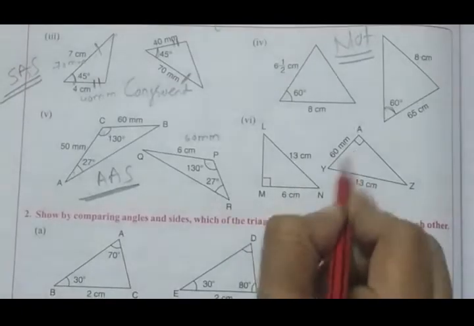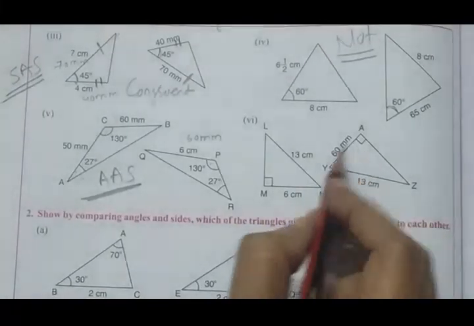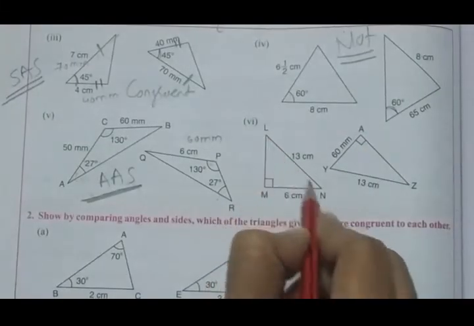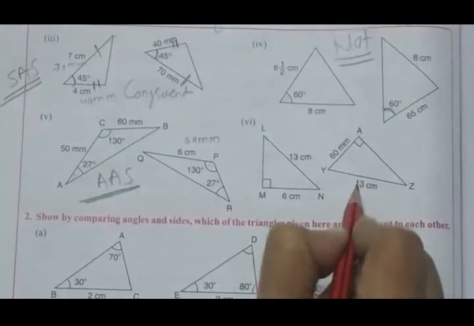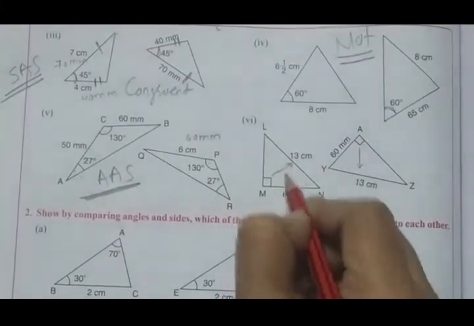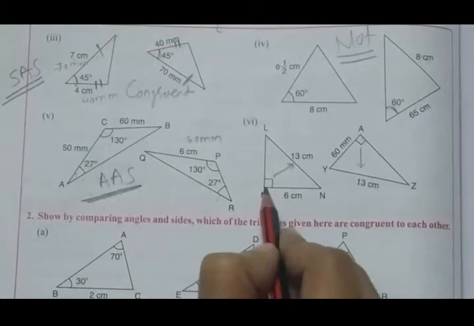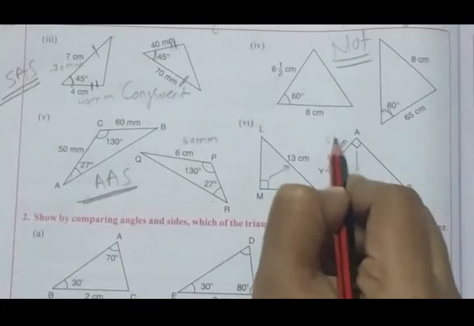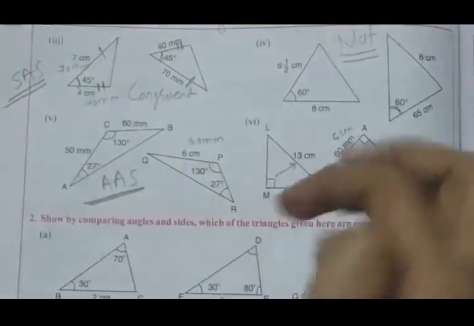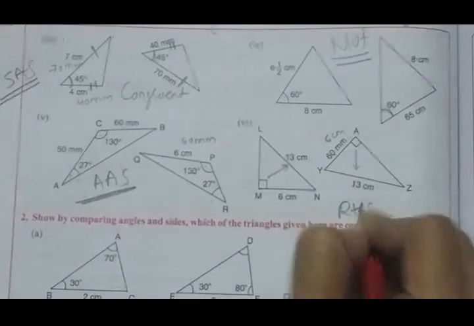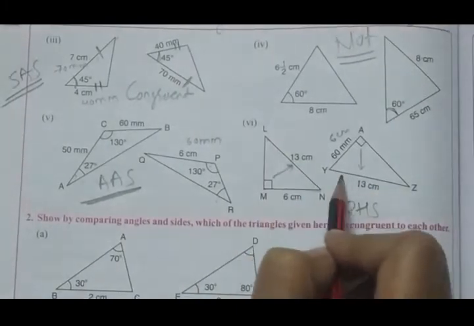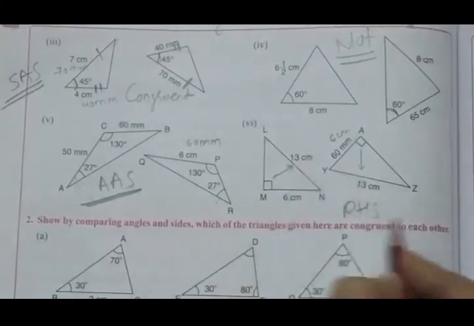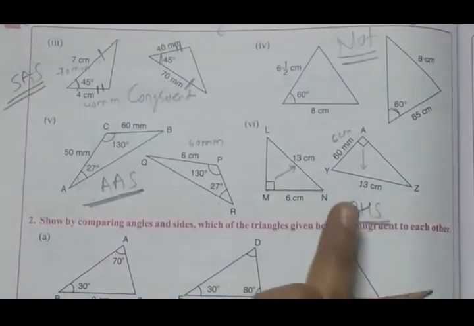And here it is given that these two are right angles. Here it is right angle at M and here it is right angle at A. And the hypotenuse is 13 centimeter. Here also the hypotenuse, the side opposite to 90 degree, is 13 centimeter. And one side we need to check now. This is 6 centimeter. This is 60 millimeter, means 6 centimeter only. So here for RHS criteria, the hypotenuse is equal and one side is also corresponding and the right angles are also congruent. So yes, it is also congruent by using RHS criteria.